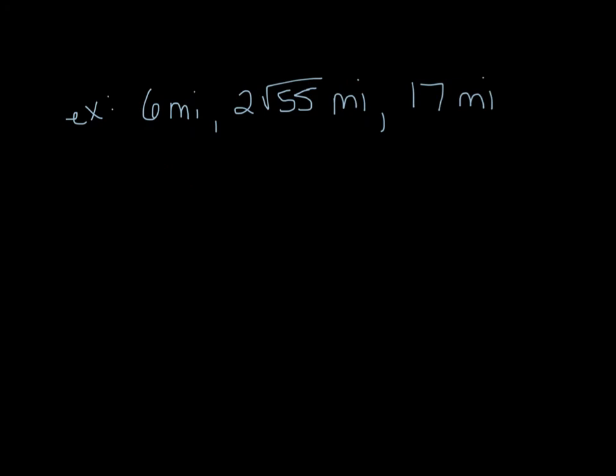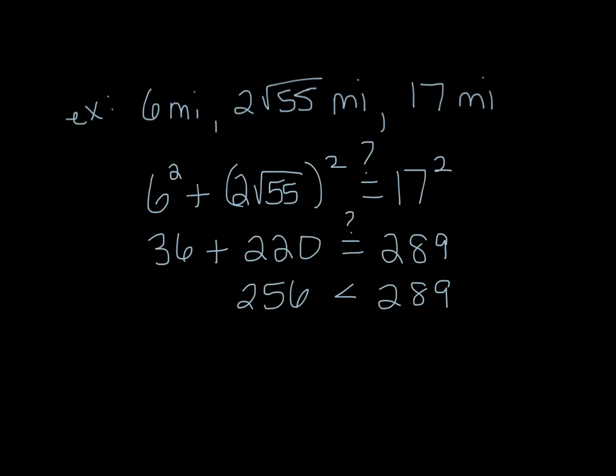Here's another example. Pause the video for a moment and complete it. So since we get c squared bigger than a squared plus b squared, we know that this is an obtuse triangle.